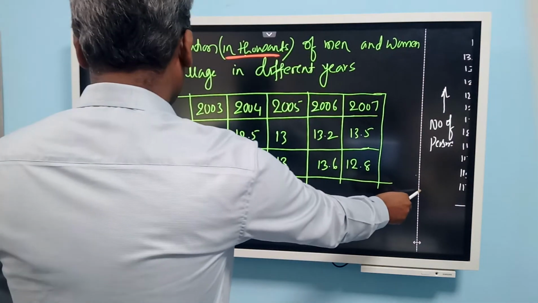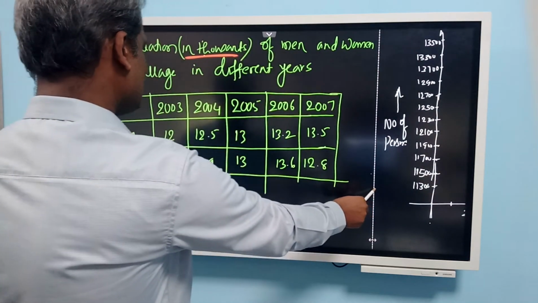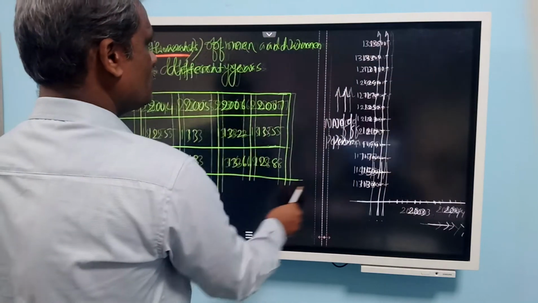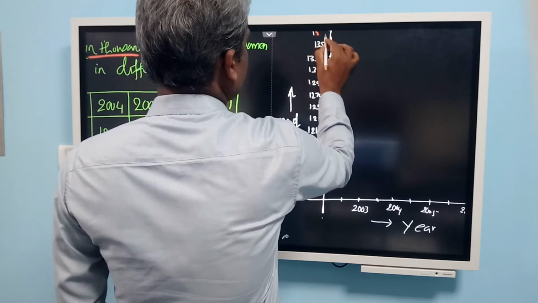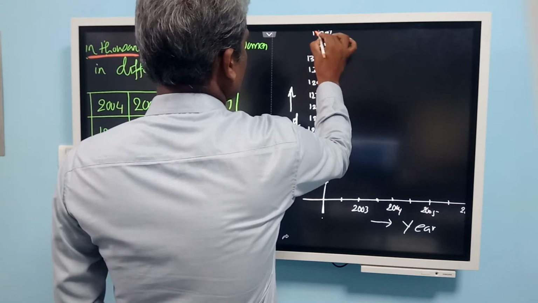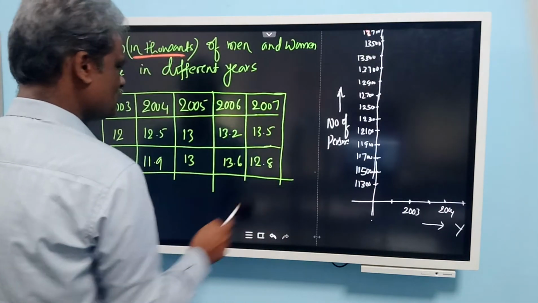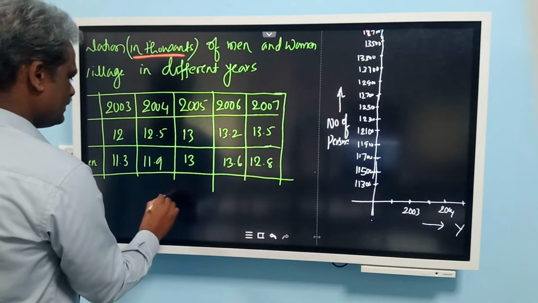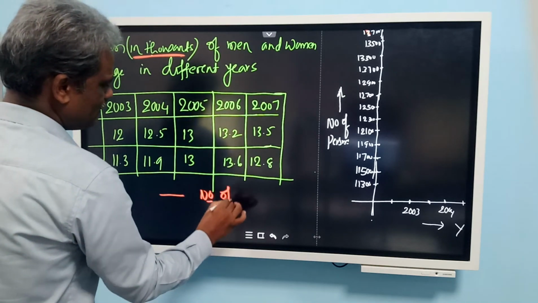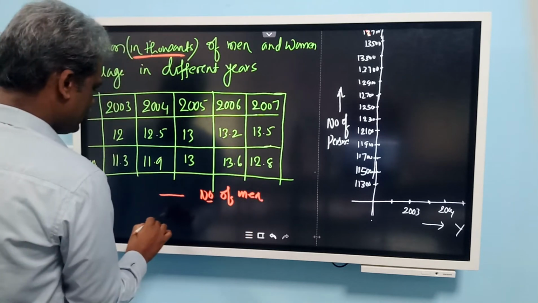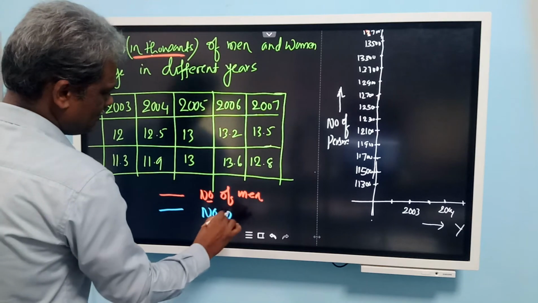Now in the number of men, 13,600 is also there, sir. Okay, so you can increase one more. So 13,700 will come in between. So now you can mention like this, you can use different colors here. If I use the red color line, it represents the number of men. Then if I use another color, blue, it represents the number of women.